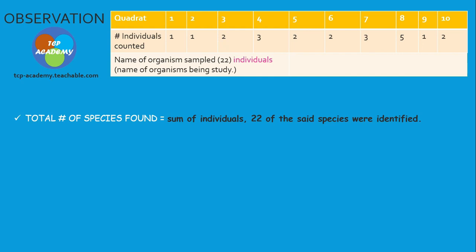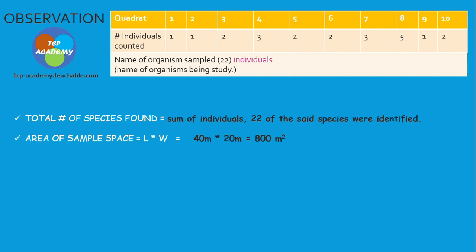Now we want to find the total number of species found. Now this is a sum of the individuals. So all that we did was to add all these here. The sum of individuals: 22 of the said species were identified. All we did was to add it up.